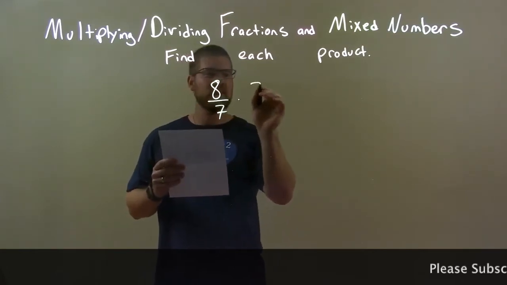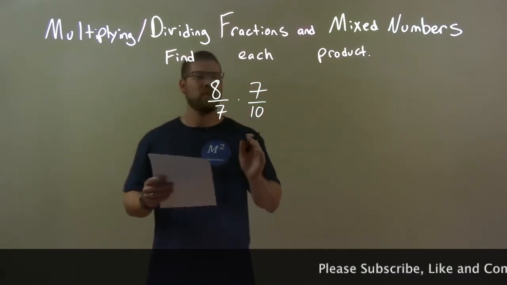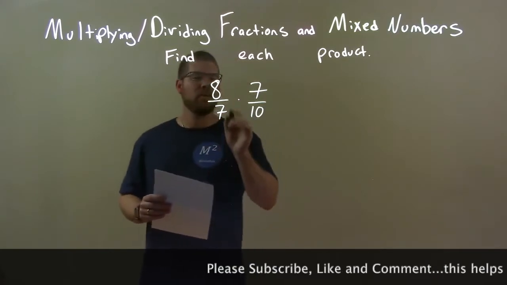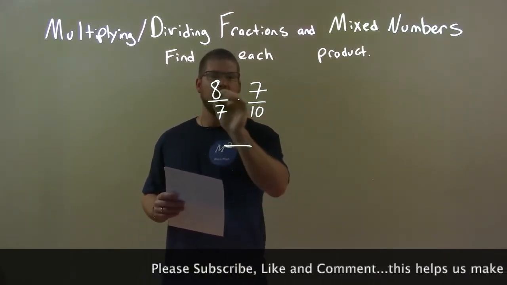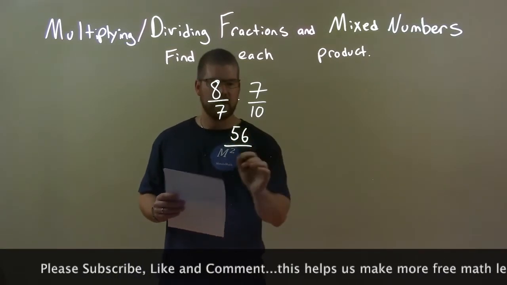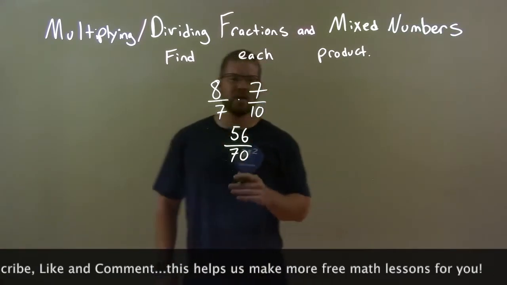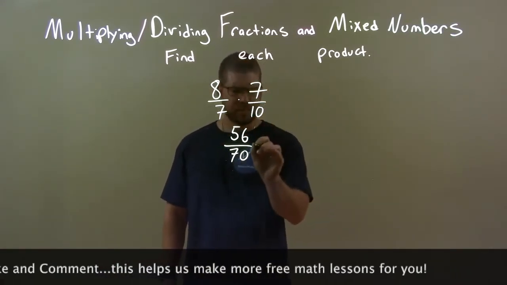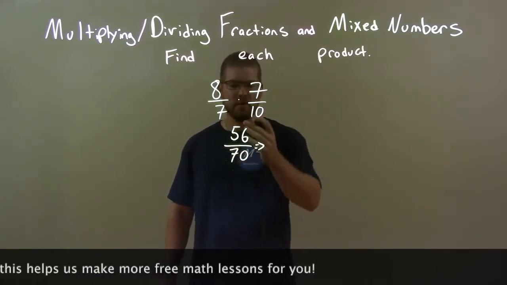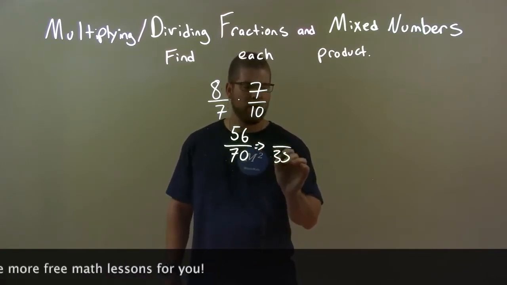8/7 times 7/10. Okay? Well, again, with multiplication, we multiply across the numerator and then across the denominator. So we multiply across the numerator. 8 times 7 is 56. And 7 times 10 is 70. Okay? But this fraction we clearly can simplify, right? So both are divisible by 2, right? 2 goes in both of these numbers, both even. 70 divided by 2 is 35, okay?